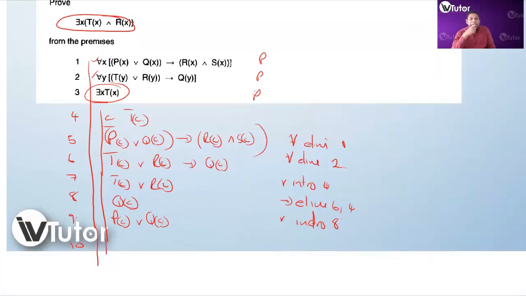And then once I have that, I'm going to have PC or QC, so we're going to have RC and SC, that's implication elimination on number 5 and number 9. Then from there, number 11, we've got RC, conjunction elimination on number 10.